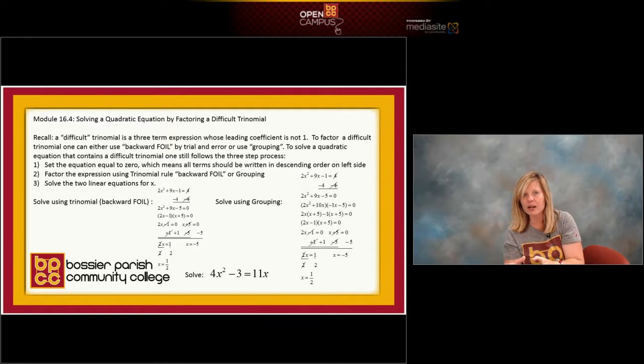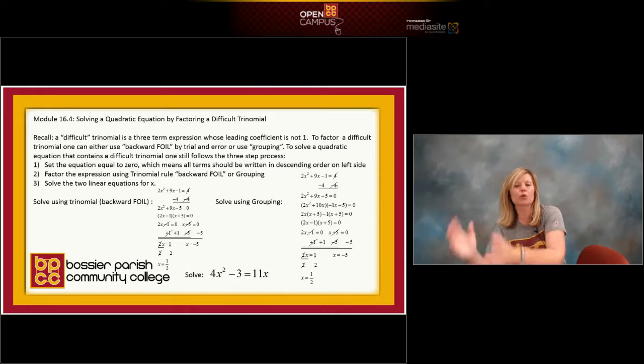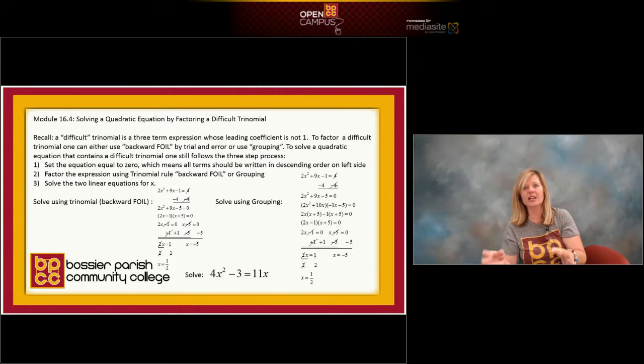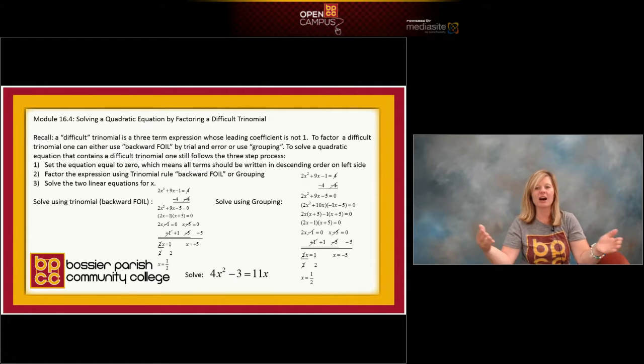So what I want everybody to understand is when we're solving quadratic equations and we have a difficult trinomial, it doesn't matter if you factor that difficult trinomial doing trial and error, backwards FOIL, or you factor it doing the grouping method. We're both going to get the same expression. If you look, now we both have the 2 linear equations. 2x minus 1 equals 0, x plus 5 equals 0. And now we'll solve each.